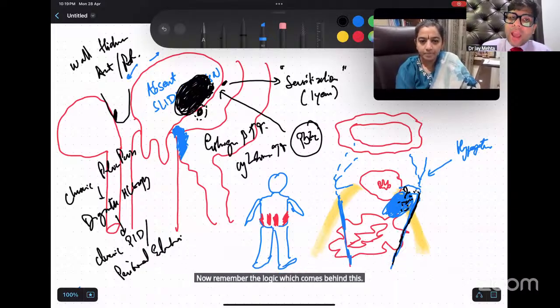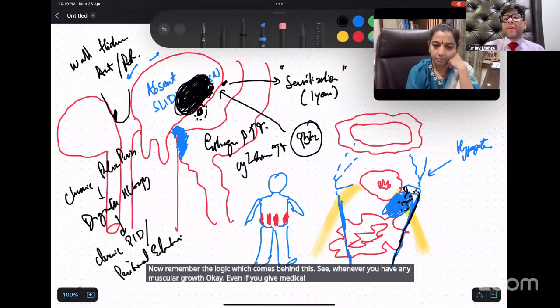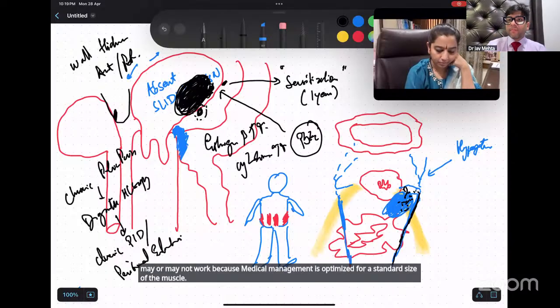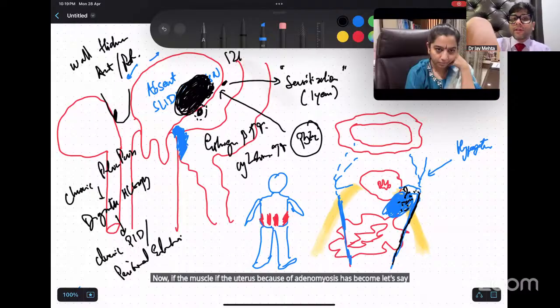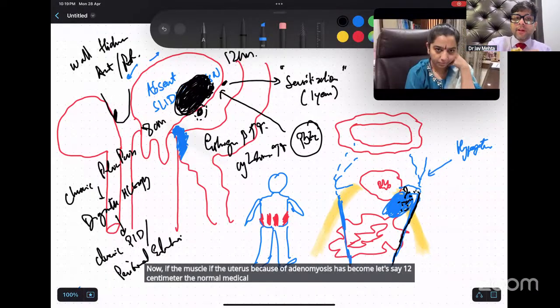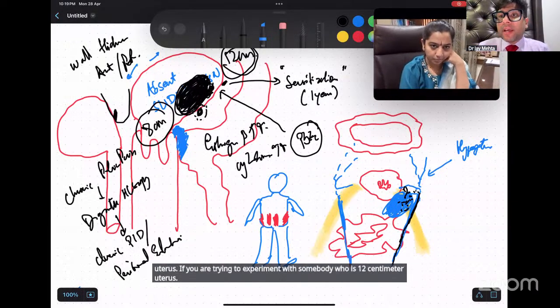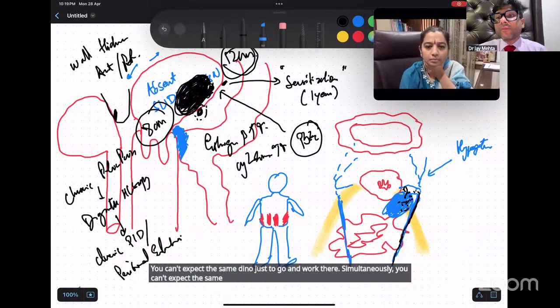Now remember the logic behind this. Whenever you have any muscular growth, even if you give medical management, it may or may not work, because medical management is optimized for a standard size of the muscle, right? If the uterus, because of adenomyosis, has become, let's say, 12 centimeters, the normal medical management is acceptable for an 8 centimeter uterus. If you are experimenting with a 12 centimeter uterus, you can't expect the same Dienogest to work there. Simultaneously, you can't expect the same Lupride depot to work there.